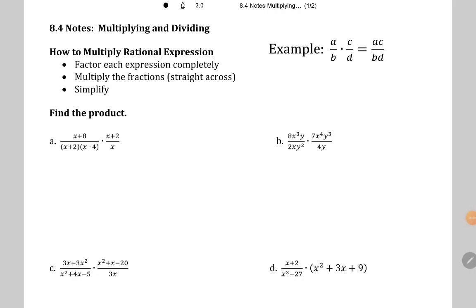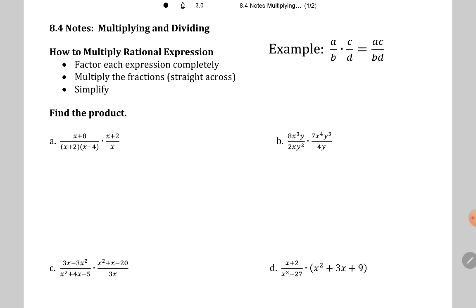In Algebra 2, we're going to be multiplying and dividing rational expressions. So we have a little basic example here on how to multiply these rational expressions: A over B times C over D. Multiply straight across the top, straight across the bottom, and see if you can simplify.